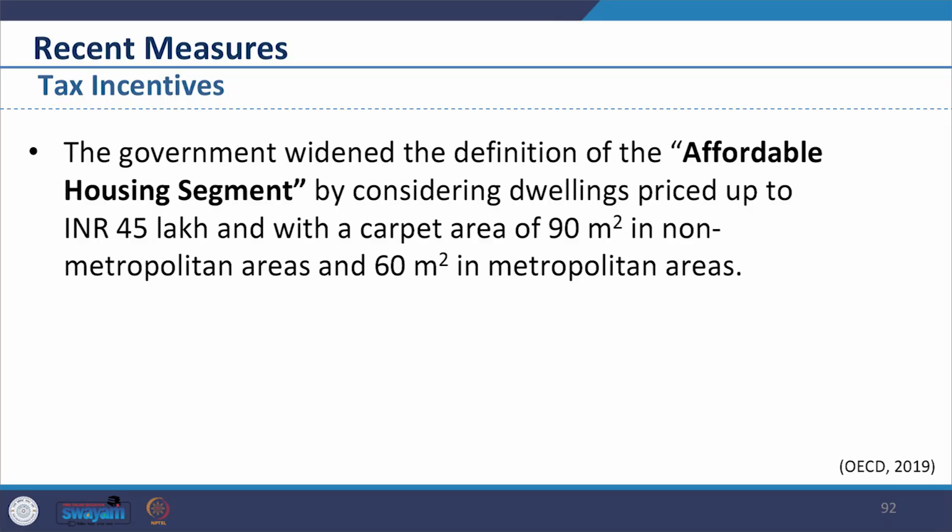To allow more people to benefit from the tax incentives, the government widened the definition of the affordable housing segment by considering dwellings priced up to 45 lakh and with a carpet area of 90 square meters in non-metropolitan areas and 60 square meters in metropolitan areas.